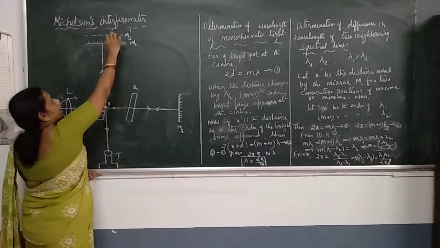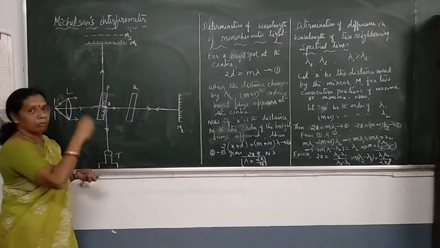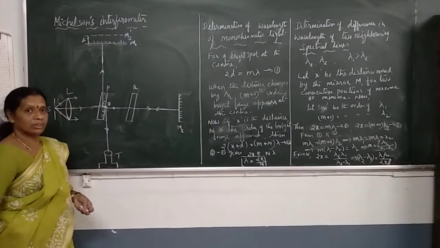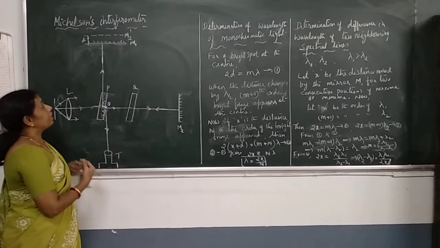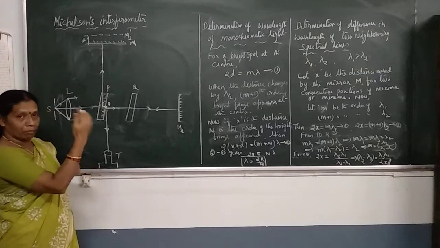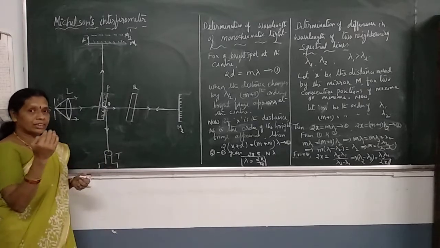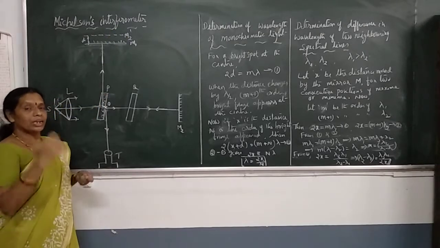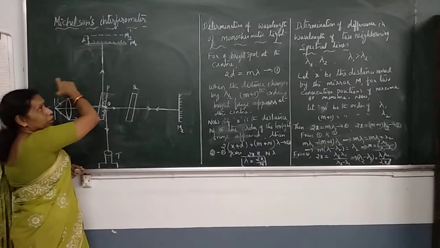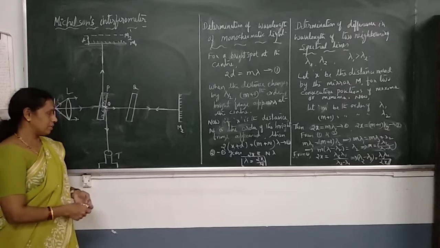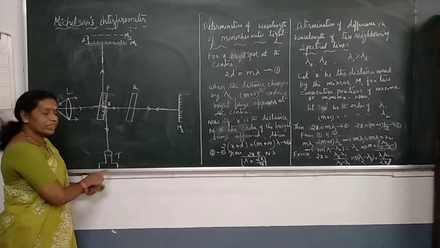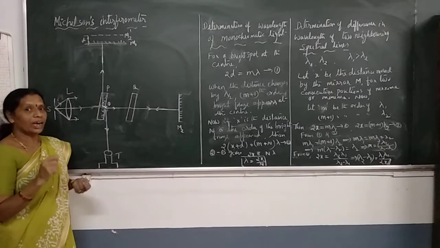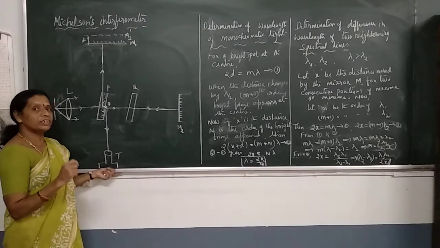So if there is some gap between M1 and M2 dash, say D, suppose a small gap D exists between M1 and M2 dash. In that case, a thin air film is introduced between M1 and M2 dash. The air film's thickness is uniform throughout, so that in the field of view of the telescope, the fringes observed are circular in shape. Circular fringes are observed.